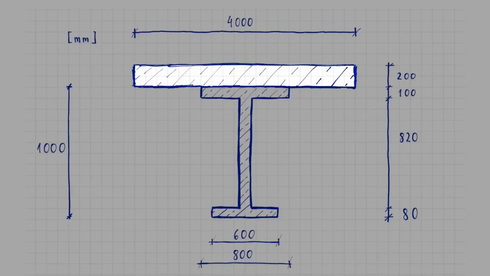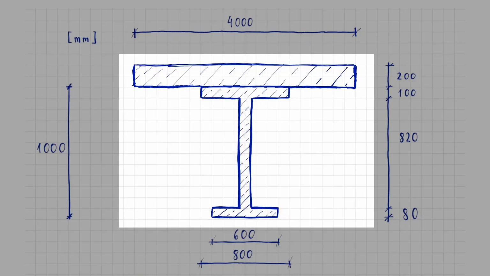A 4-meter-long and 20-centimeter-thick slab section rests on a concrete beam. The 1-meter-high concrete beam cross-section has the following dimensions, as shown in the drawing.